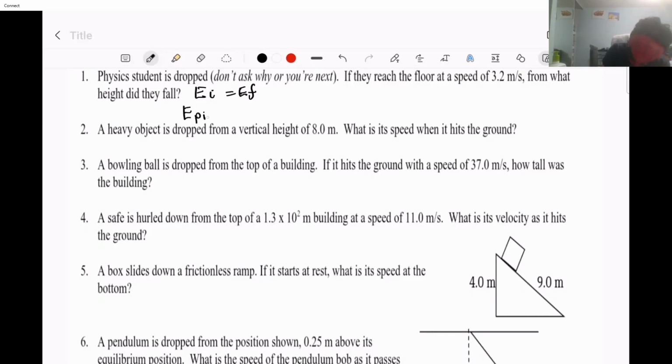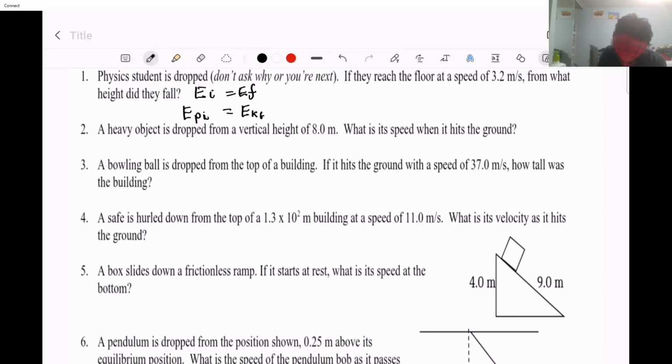P stands for potential energy. And then finally, when it reaches the ground, there's no gravitational potential energy since it's at the ground, but it reaches it with a velocity, which means it has kinetic energy. So E kinetic final. And we'll plug in the equations for these specific energies and isolate for the height.